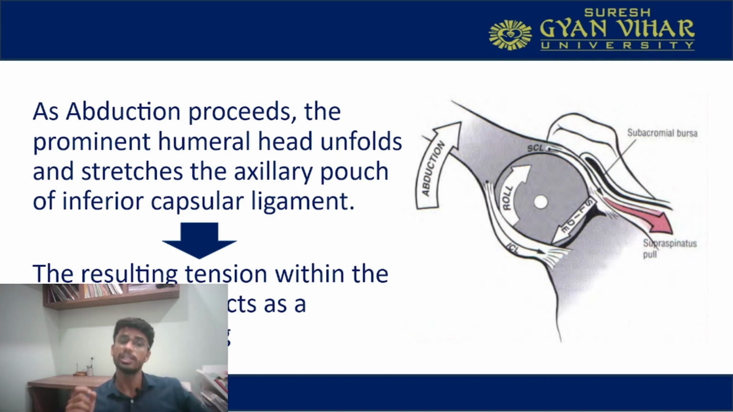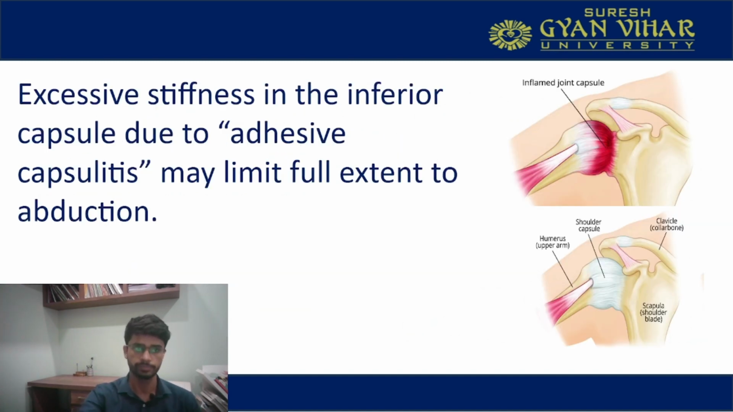Inferior capsular ligament has the tension which is not causing the head of the humerus to move in the inferior direction. So this is how your inferior capsular ligament provides the stability in the inferior direction.